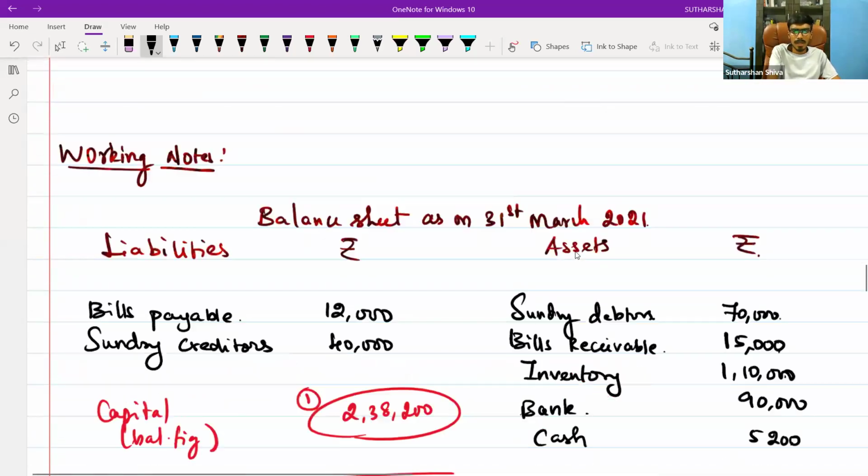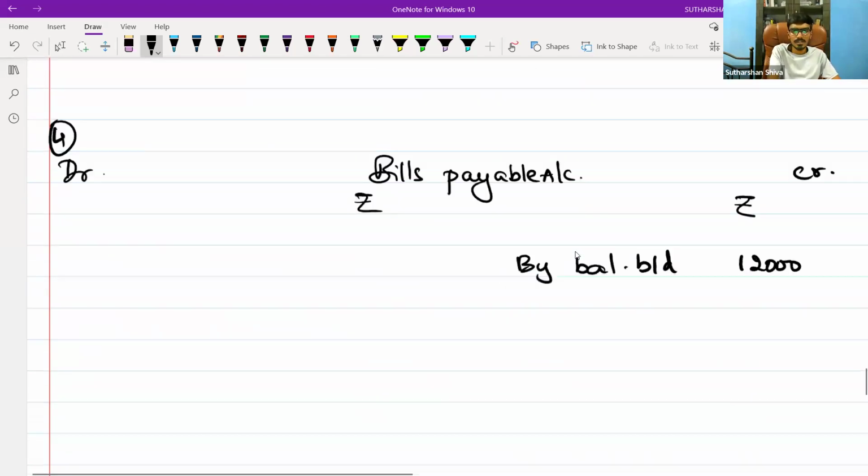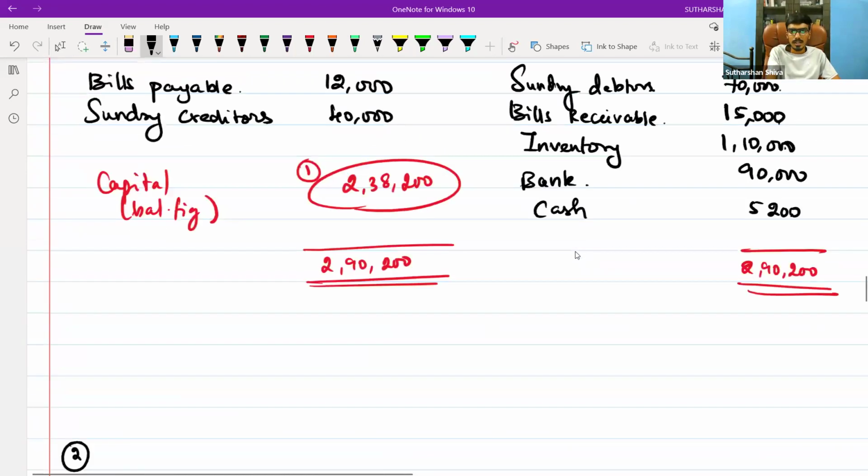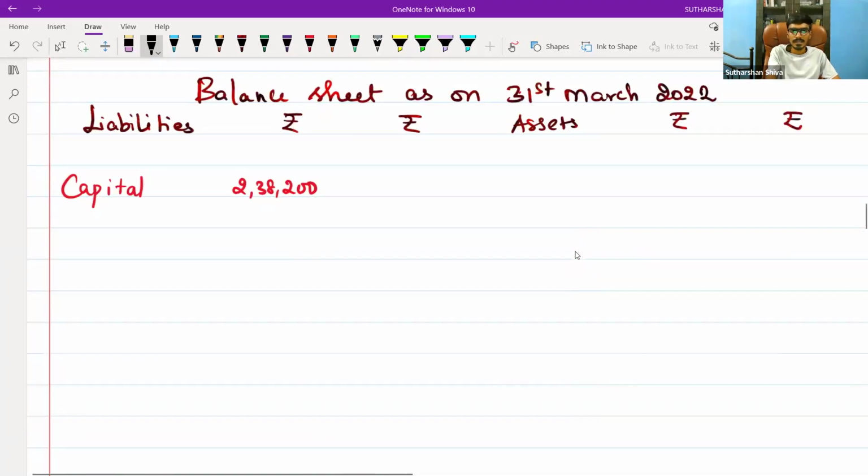Then come back to cash and bank balances given. Come back to the sixth working note. It will be on the debit side. So to balance brought down, write down bank is 90,000. Cash is 5,200. That's it. Done. Now go to the closing balance sheet.